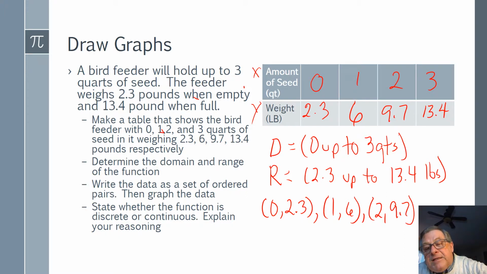And then lastly, if we've got 3 quarts in the feeder, then the feeder is going to weigh 13.4 pounds. All right, so let's see. We've made a table, and we've determined the domain and the range. We've written the data as a set of ordered pairs.